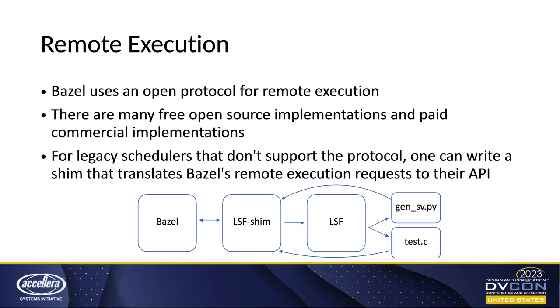And the way it works is there's an open protocol called the Remote Execution API, and Bazel will talk to the remote execution server through that protocol, and the remote execution server responds in that protocol. So that allows the remote execution to be decoupled, and allows you to choose whichever remote execution implementation you're comfortable with for your setup. And this allows a lot of flexibility.